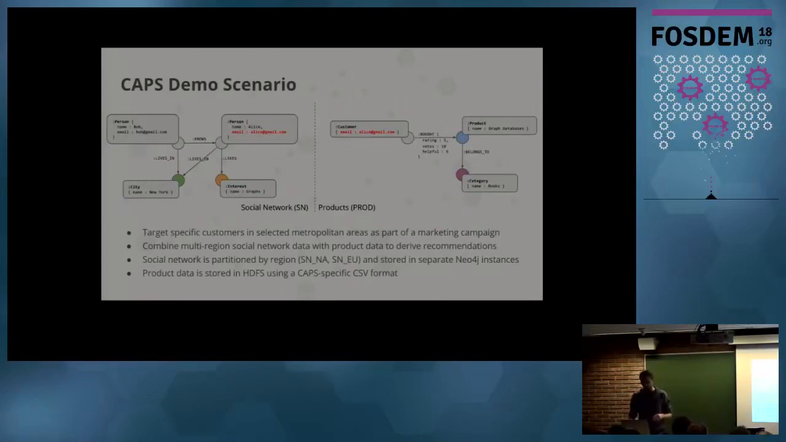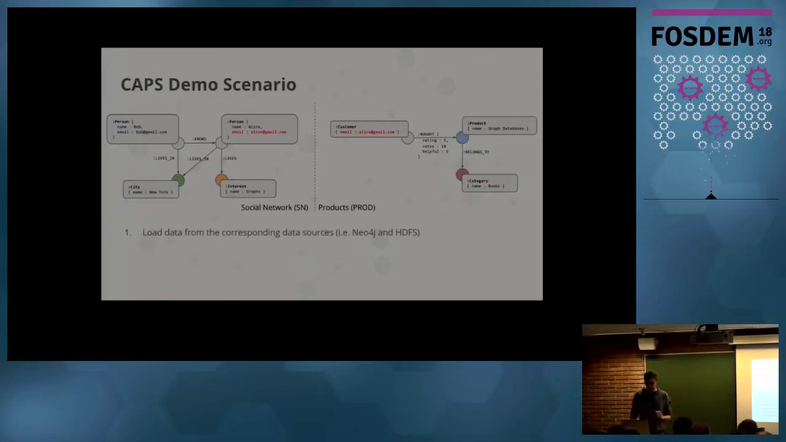And yeah, I forgot to mention that the product data set is stored in HDFS, just to make this example a bit more complex or diverse. So what we want to do is load the data from their corresponding data source, as I said, Neo4j and HDFS. We extract subgraphs that only contain the data concerning those metropolitan areas we want to target. In our case, this is New York City, San Francisco, Berlin, and Stockholm.